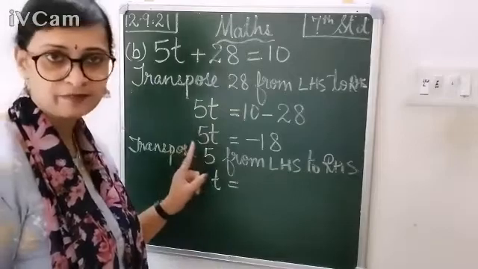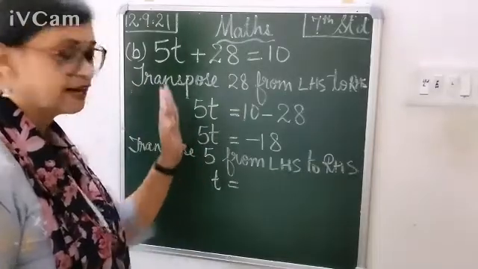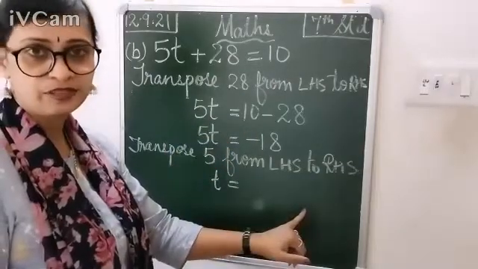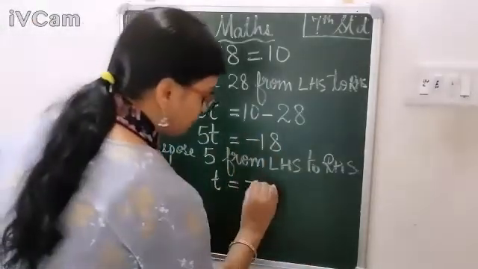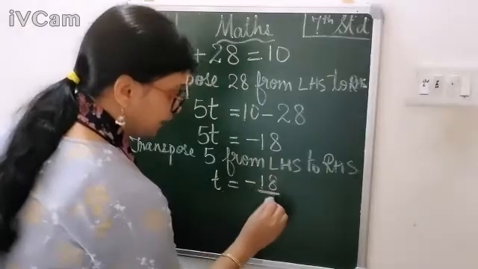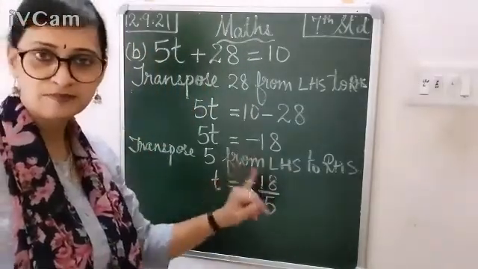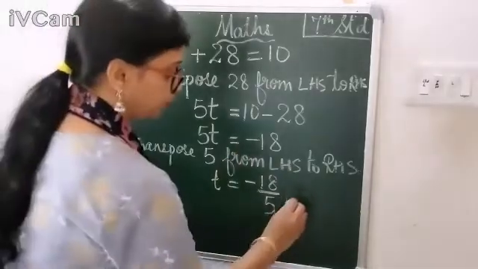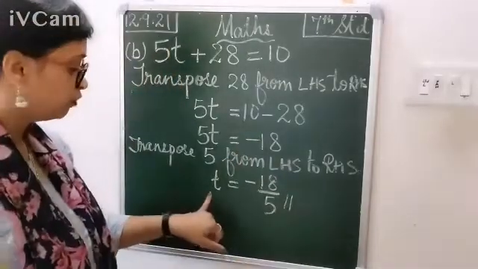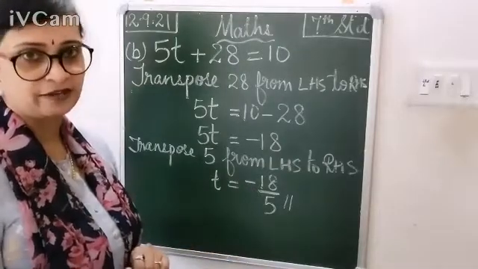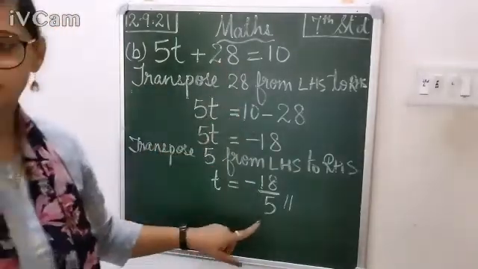Okay, so which means this will become t is equal to, like you all know, the sign between 5 and t is multiplication sign. So when 5 is shifted to the right hand side, it will come to the division side, which means it will be minus 18 divided by 5. Okay, since you cannot simplify this further, this would be your answer. So the value of t is equal to minus 18 by 5. Okay, hope all of you have understood this.